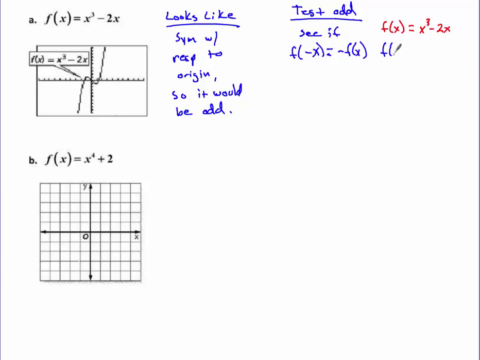Now I'm going to come in with negative x. So everywhere that there's an x, I'm going to put negative x. So negative x cubed minus 2 times negative x. And I'm just going to start simplifying this and seeing what it looks like. So negative x cubed is negative x times negative x times negative x. Well, 3 negatives keeps it negative. So that's negative x cubed. Negative 2 times negative x becomes positive 2x.